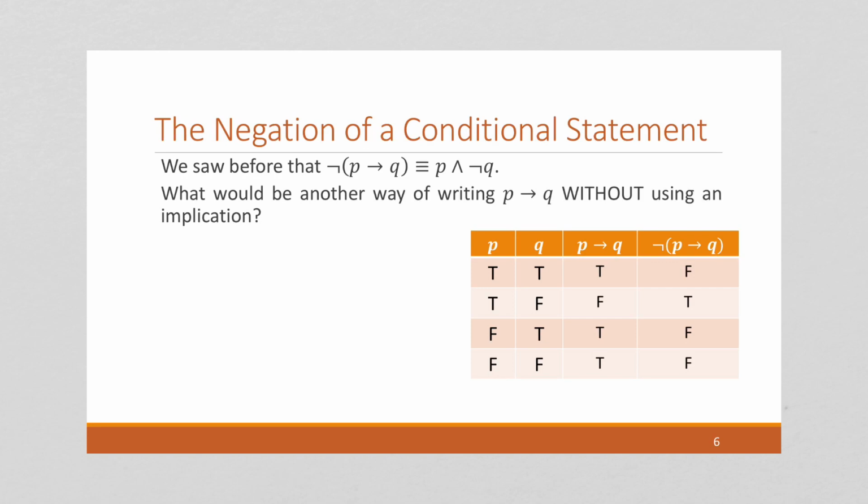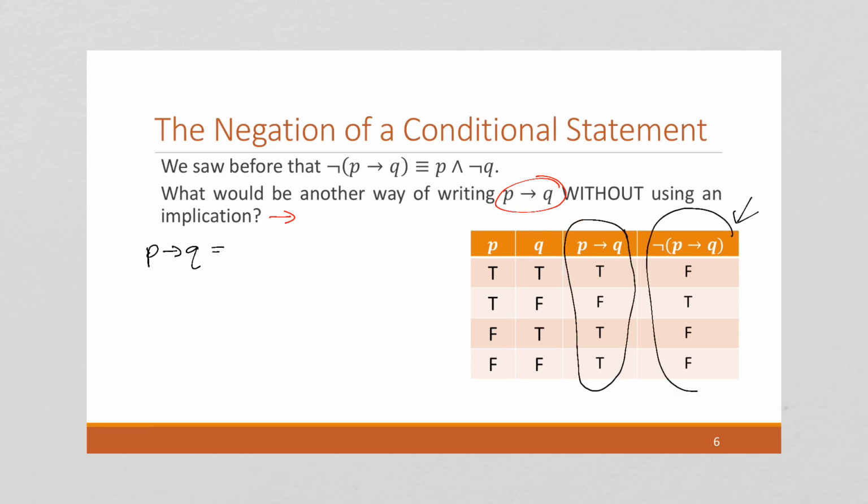Okay, so given that, and here's our truth table of everything, how are we going to be able to write P implies Q without using an implication, which is the little arrow? Well, let's do some algebra here. I'm going to say P implies Q, and we know that this column is the opposite of this column. So I can say it is equal to the negation of the negation.